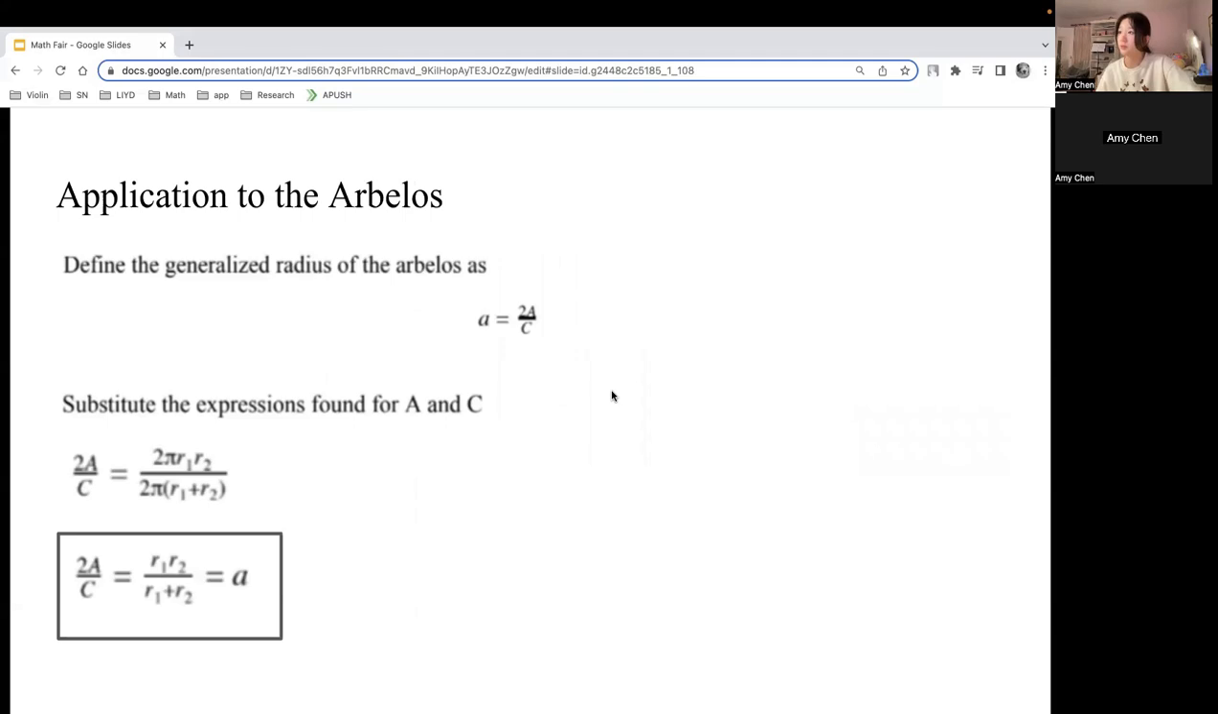So let us take inspiration from this rule and apply it to the Arbelos. As such, similarly to a regular polygon, the ratio of 2a over c is equal to the apothem of the Arbelos.